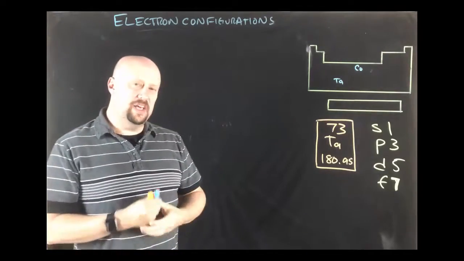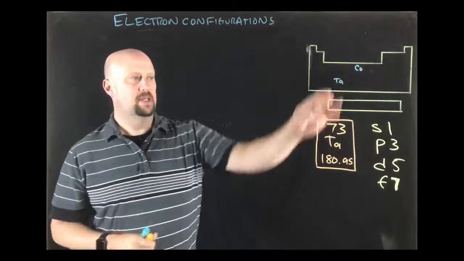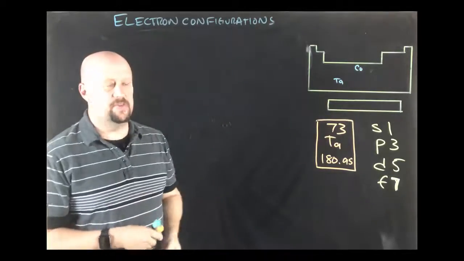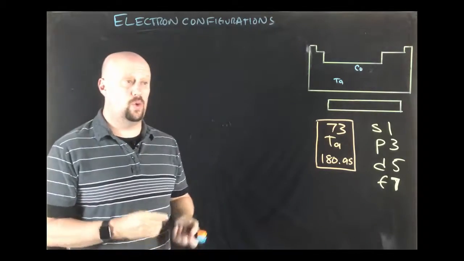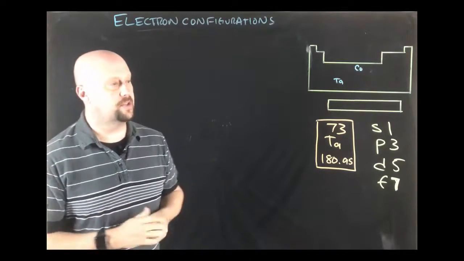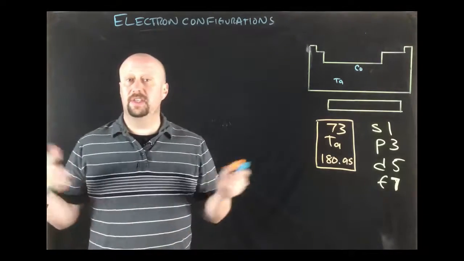Okay, so for this one, we're going to do tantalum. Tantalum is way on down there. We've got 73 electrons that we're going to have to count out. And you're like, holy cow, do I have to count out and draw out all those electrons? And the answer to that is yes, at least for now.